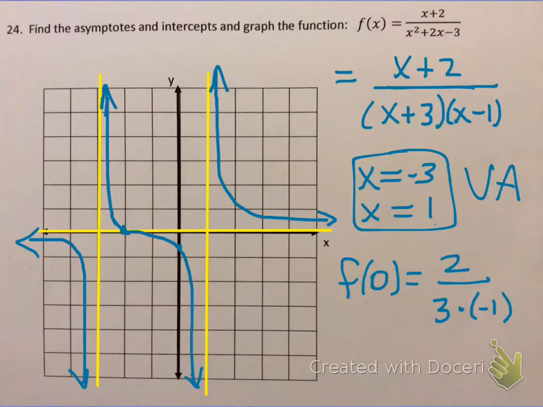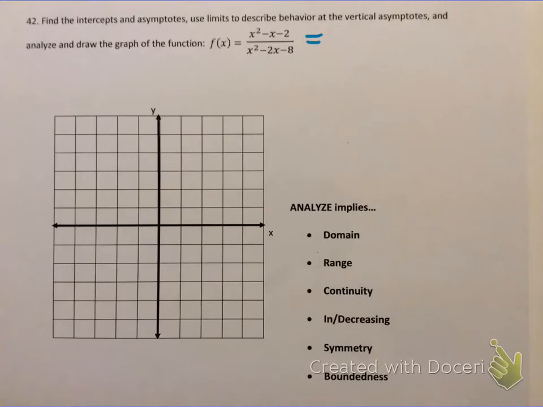We don't have to do any descriptions with limits on this one, so our work is done. On to number 42. Here we're to find the intercepts, asymptotes, use limits to describe the behavior at the vertical asymptotes, and analyze and draw the graph of the function.